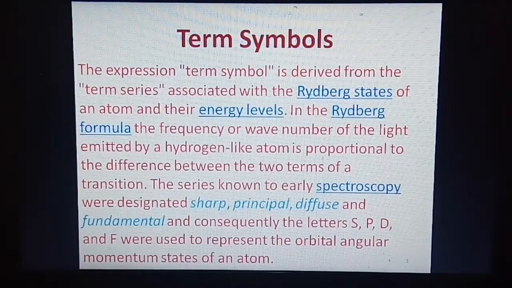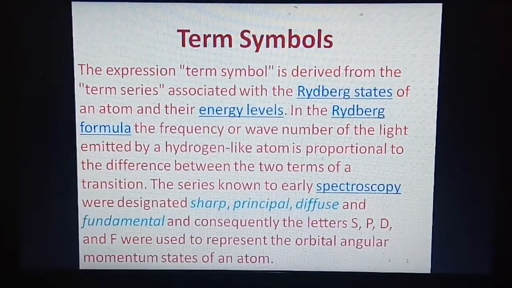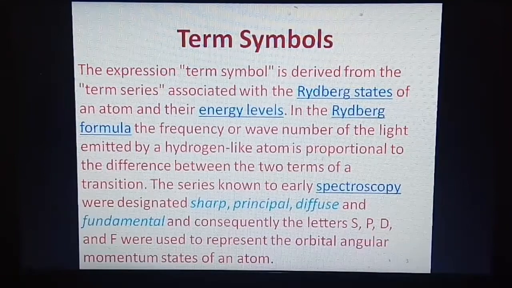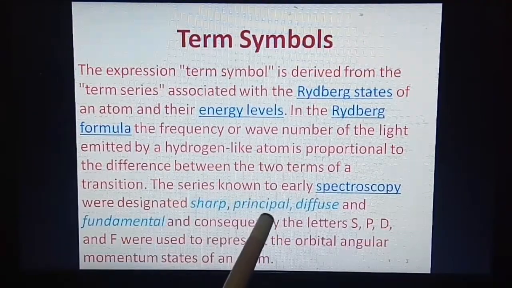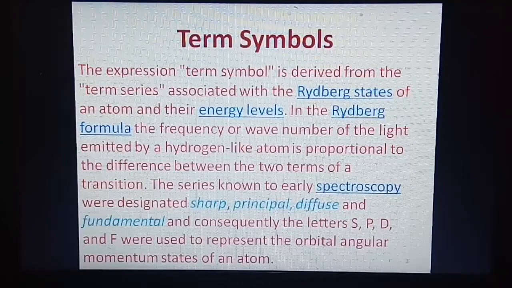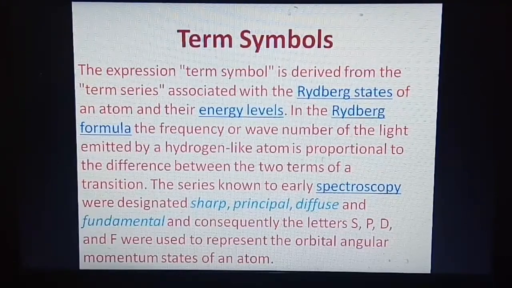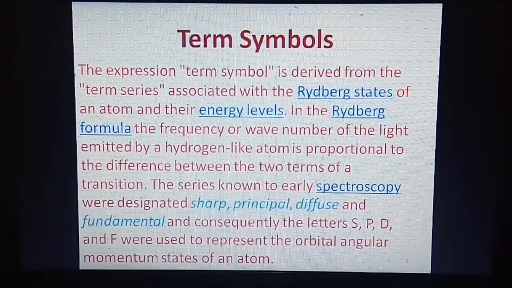Energy levels. In the Rydberg formula, the frequency or wave number of the light emitted by a hydrogen-like atom is proportional to the difference between the two terms of a transition. The series known to early spectroscopy were designated sharp, principal, diffuse, and fundamental, and consequently the letters S, P, D, and F were used to represent the orbital angular momentum states of an atom.